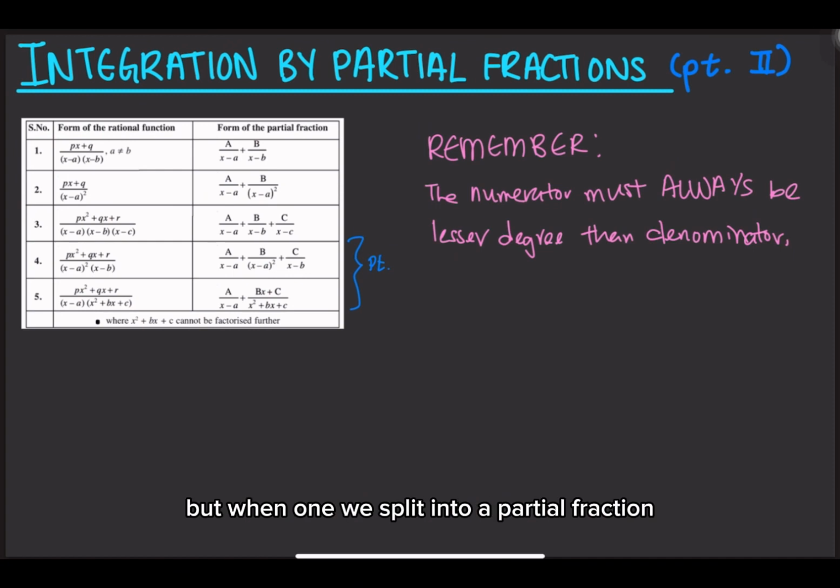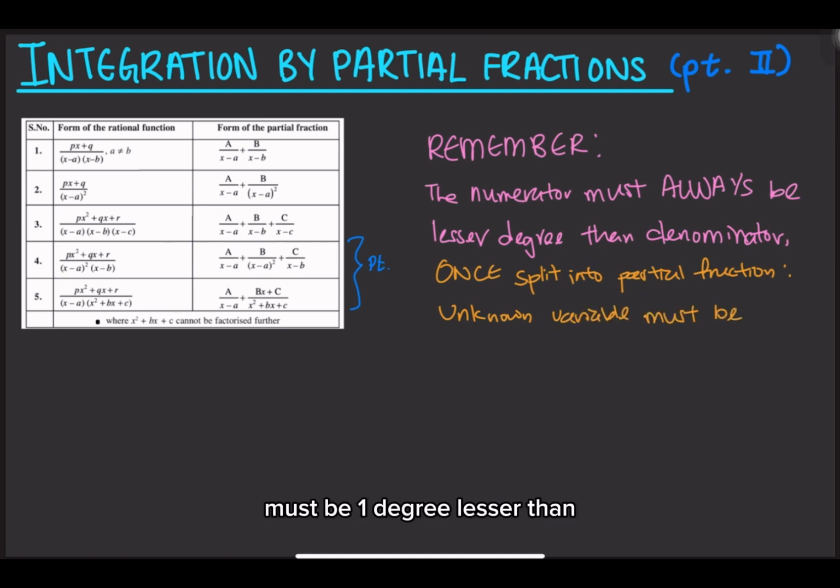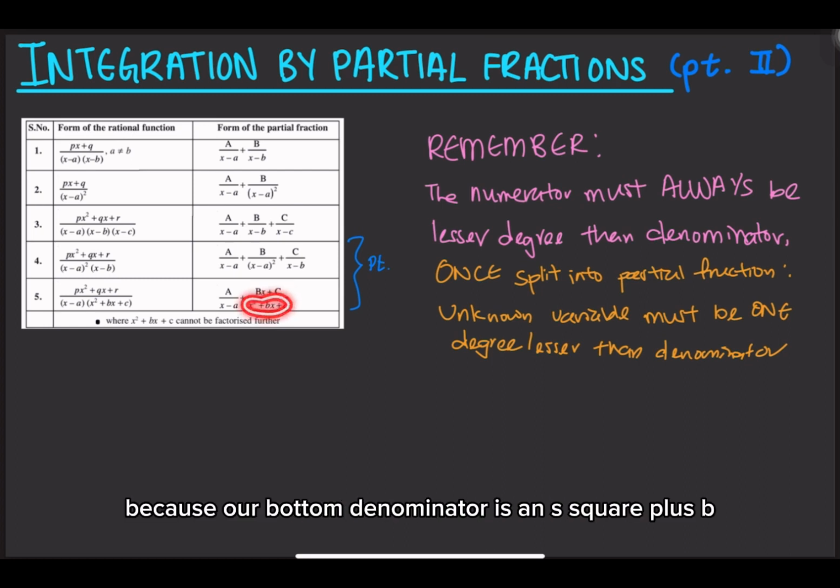But once we split it into a partial fraction, the unknown variable must be 1 degree lesser than the denominator, of course. So therefore, we actually get the Bx plus C because our bottom denominator is an x squared plus bx plus c. And that is how we have to do.